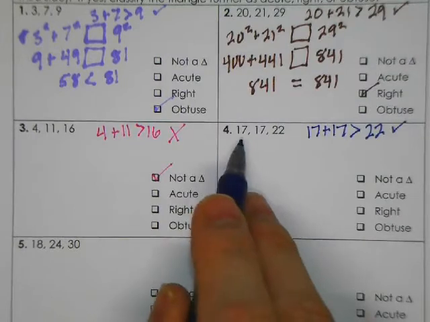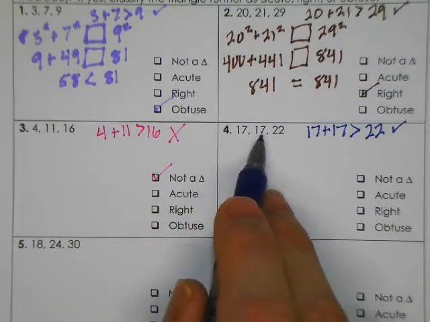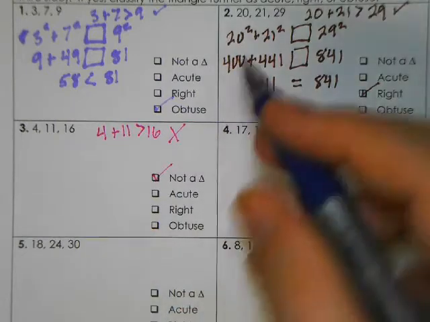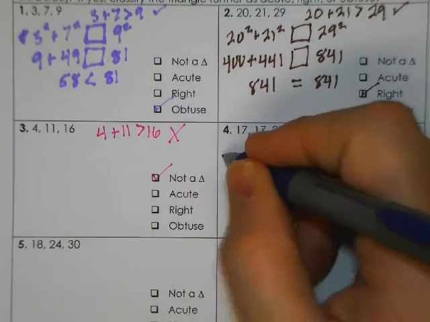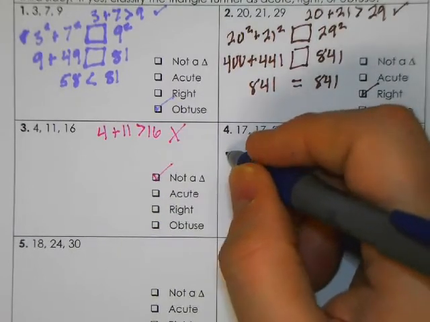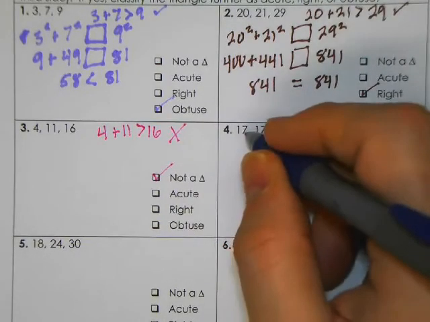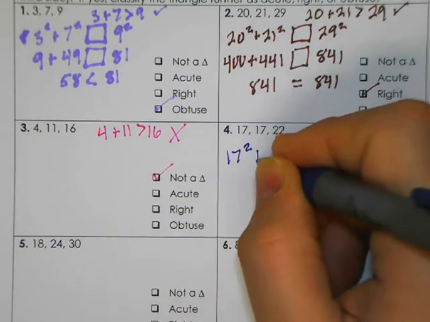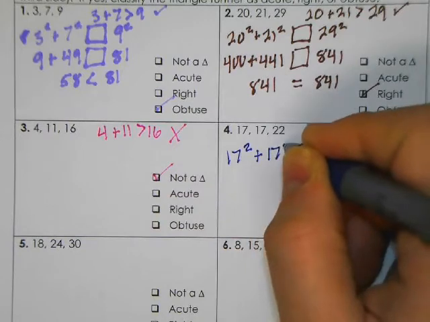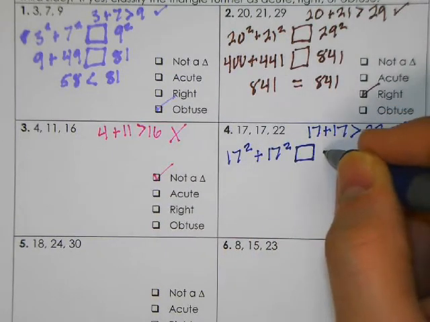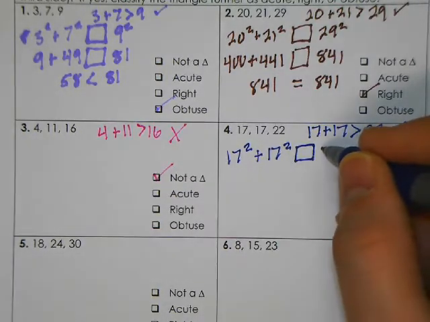Because I have a triangle, this is going to be isosceles, where these two sides are the same. So this side of 22 would be the base of the isosceles triangle. But that's not what we're trying to figure out, because we can have right, obtuse, or acute isosceles triangles. So 17 squared plus 17 squared needs to be greater than, equal to, or less than 22 squared.